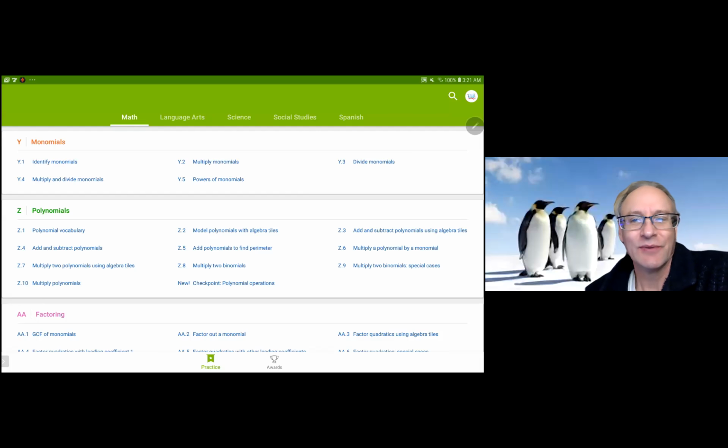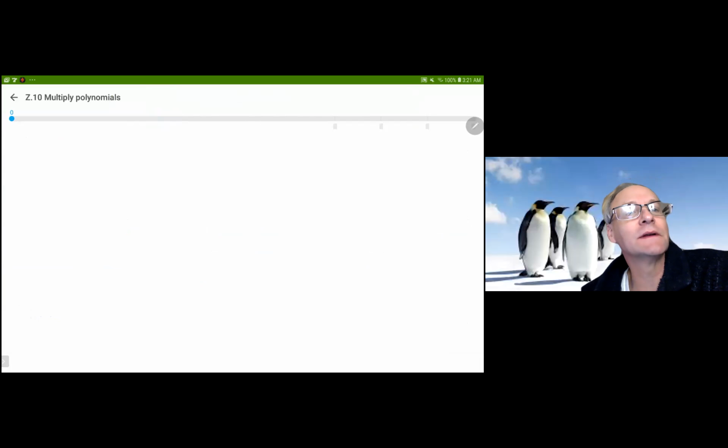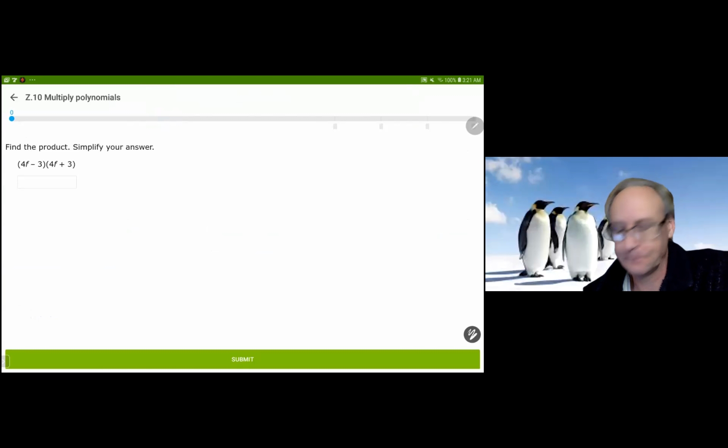Hi, everybody. We're going to do the last section in polynomials before the checkpoint. And this is Z.10 in Algebra 1 IXL, which is multiplying polynomials. I didn't preview it, so I'm hoping that it's going to be fun. Let's see how we're going to start this out.